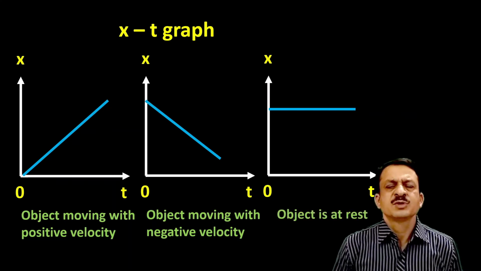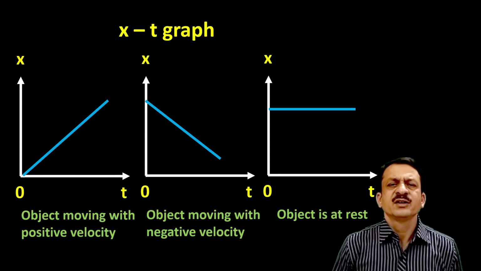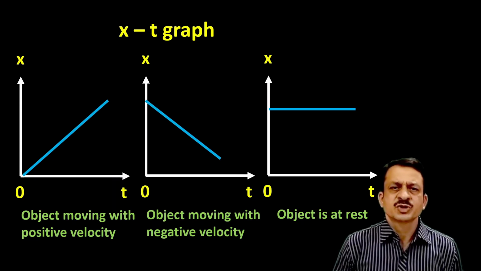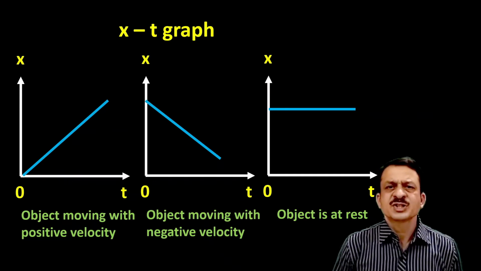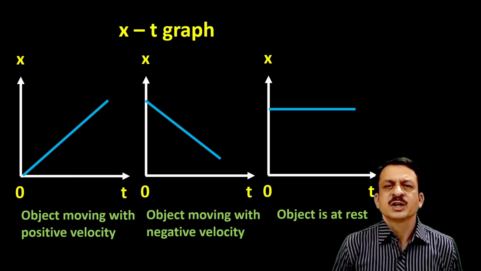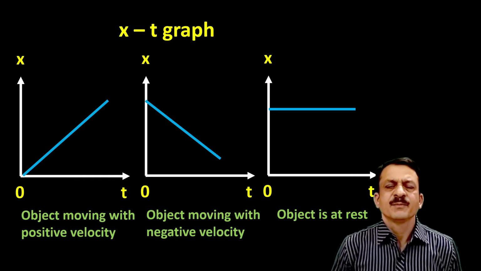Now this object is at rest. Now these are three different xt graphs for three different cases. That is for a positive velocity, for a negative velocity, and third one is for a zero velocity. Zero velocity means the object is at rest.